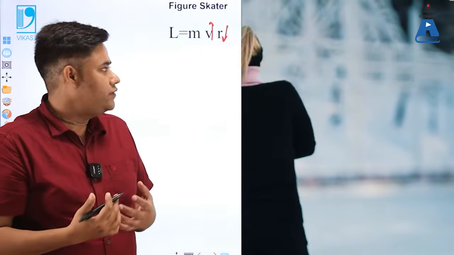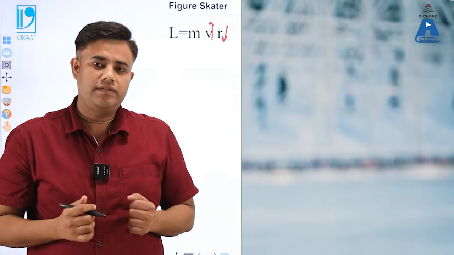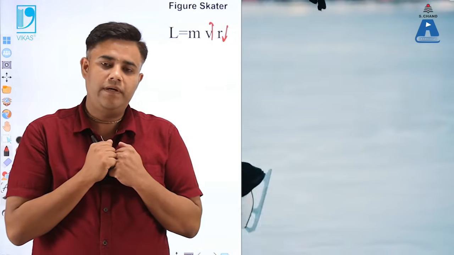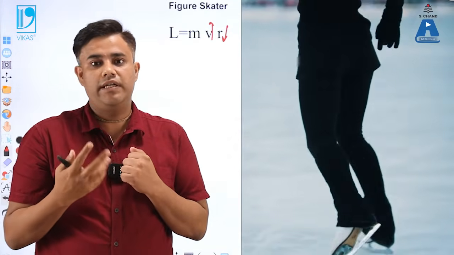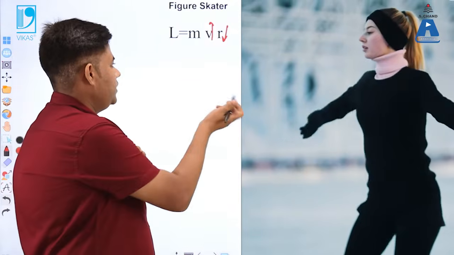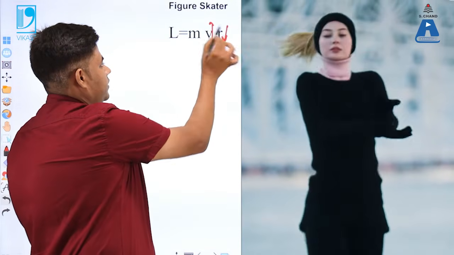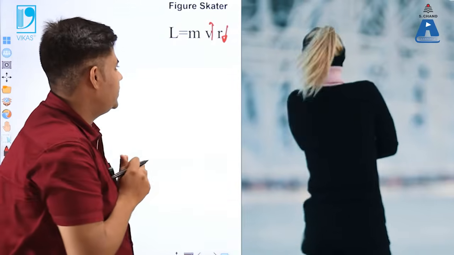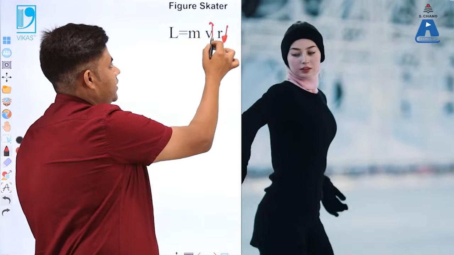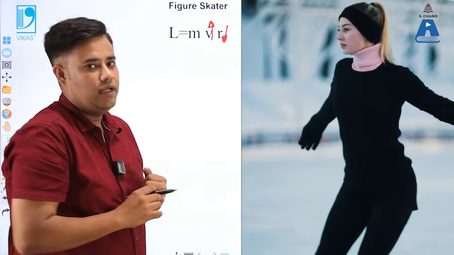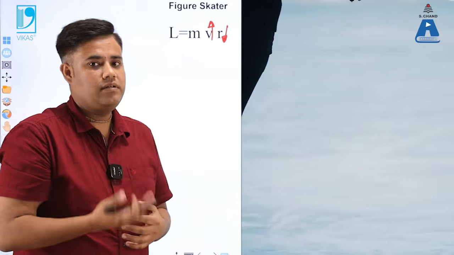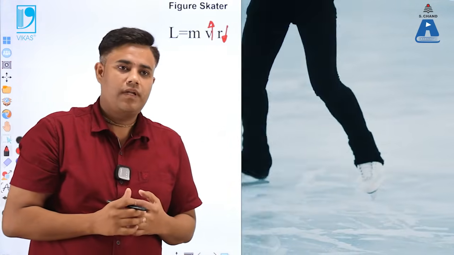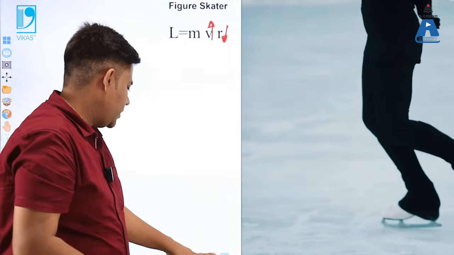The problem was of the figure skater, and the case was the figure skater joins his hands after a certain period of time, and ultimately the figure skater's velocity increases. So what is the case behind it? As you can see in the video, when the figure skater joins the hands, the radius decreases, and when the radius decreases, the velocity of the figure skater increases so as to get this angular momentum conserved. So this is the particular case related to the angular momentum aspect.